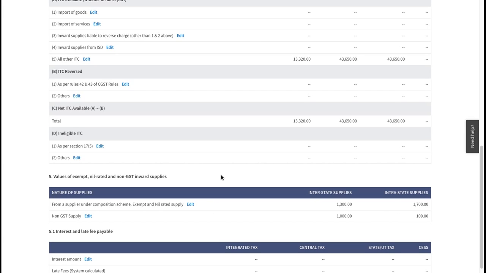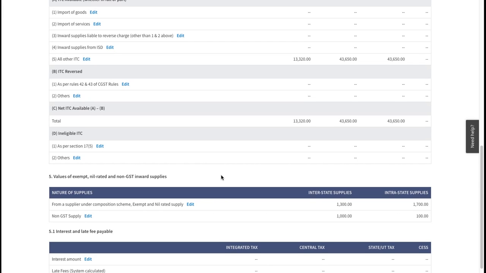A few examples of exempted goods are sugar and sugar confectionery, judicial and non-judicial stamp papers, court fee stamps when sold by government treasuries or vendors authorized by government. Non-GST supply. Value of goods purchased or services received which do not fall under the ambit of GST will be provided here.